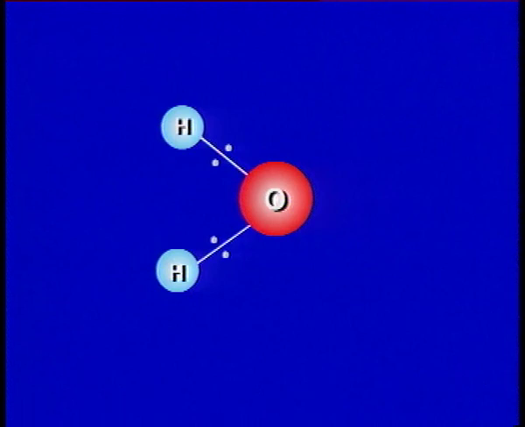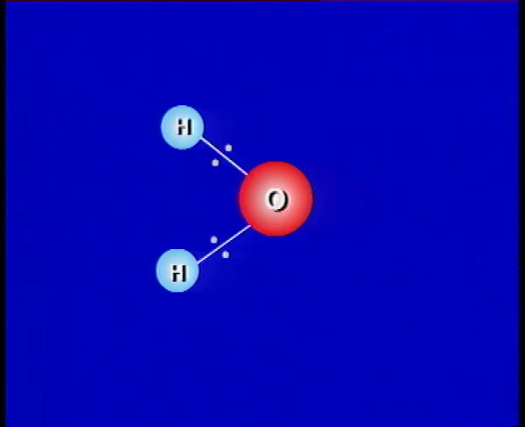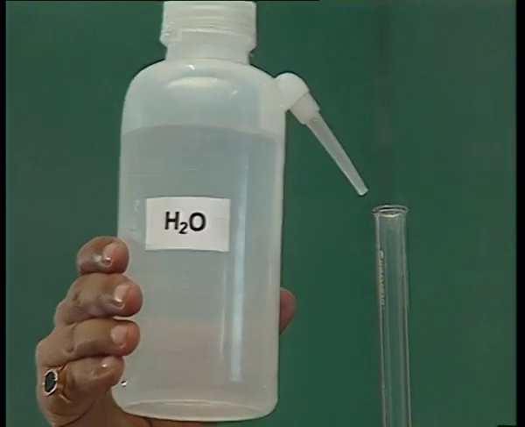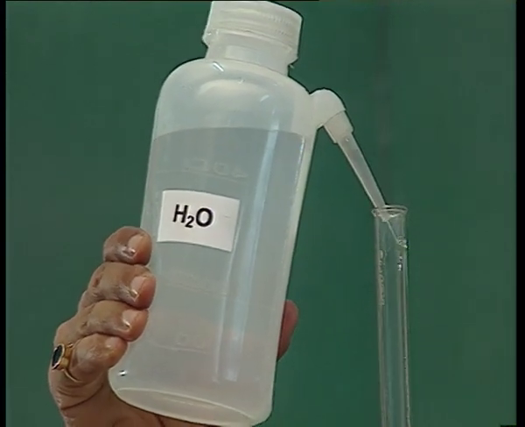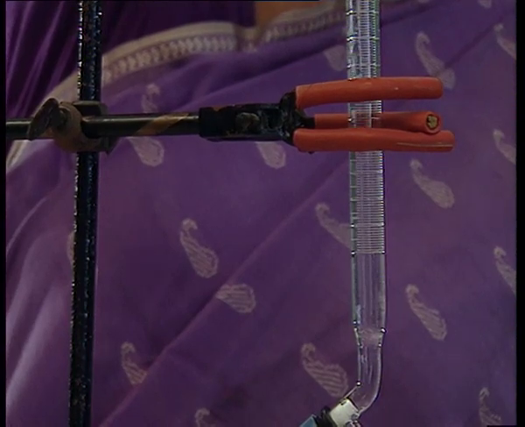O-H is a covalent bond. Oxygen has a higher electronegativity and pulls the shared electron pair closer to itself. As a result, the hydrogen end of the molecule acquires a partial positive charge and the oxygen end a slightly negative charge. There are many situations in which this property of water manifests itself.